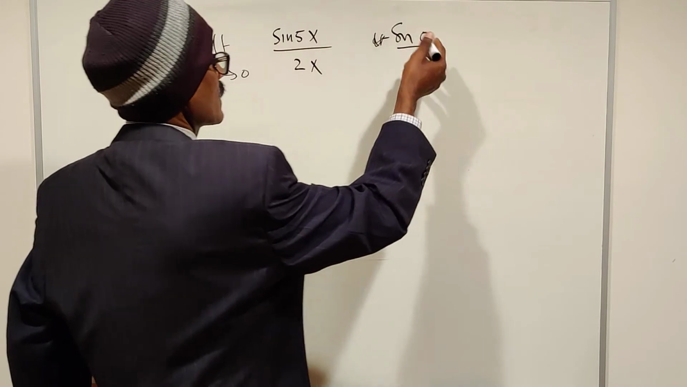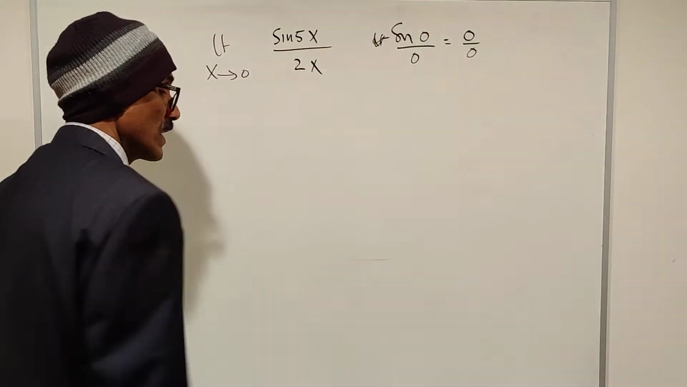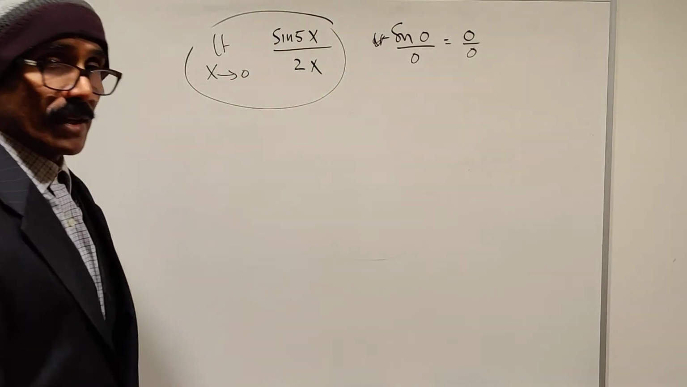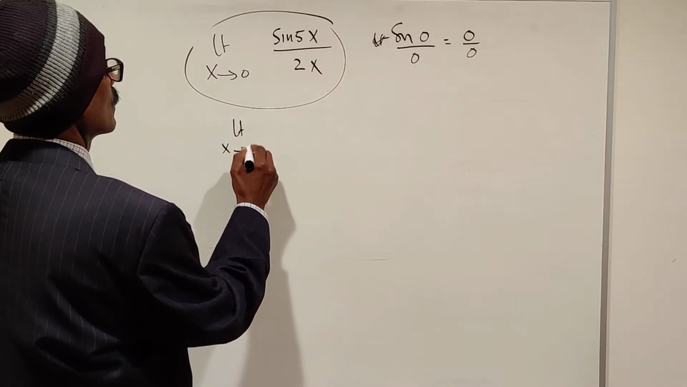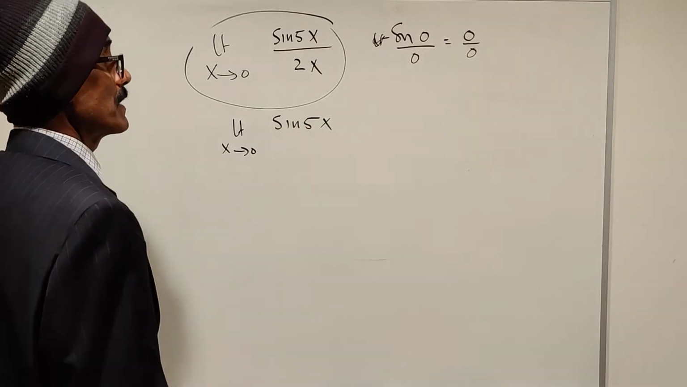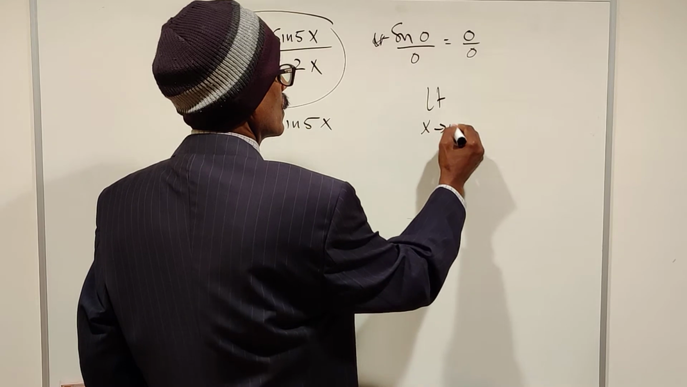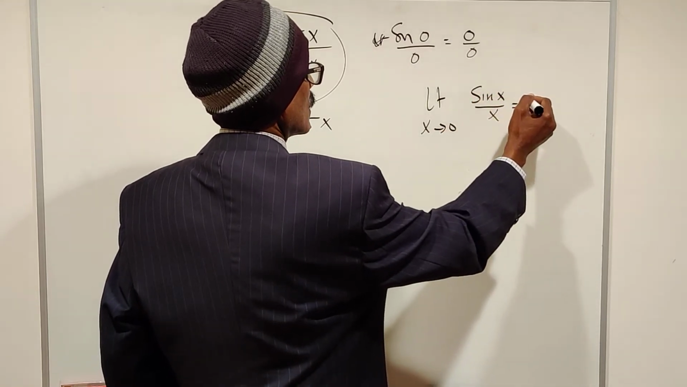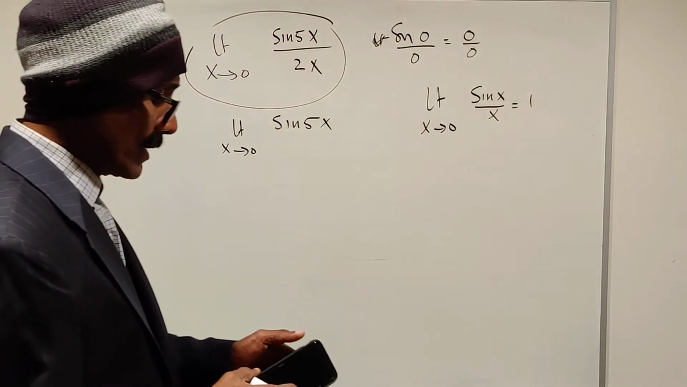Okay, what is sine 0? Sine 0 is 0, so 0 by 0. So there is a limit value for this function, and we are going to find out that limit value. So limit x tends to 0, sine 5x. See, this is the formula: limit x tends to 0, sine x by x equals 1.